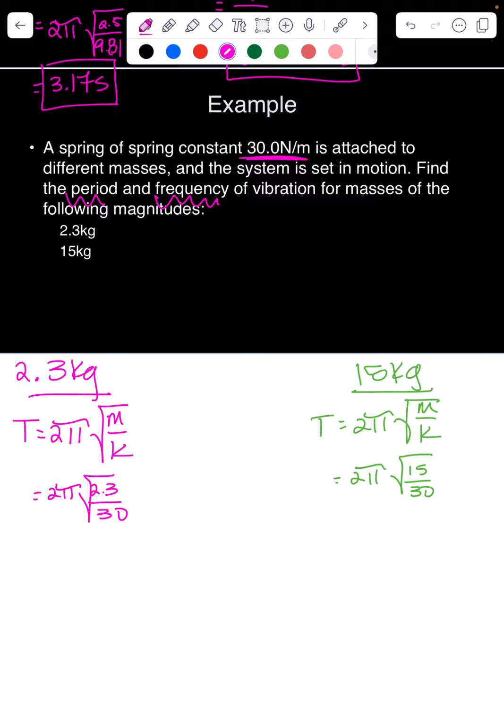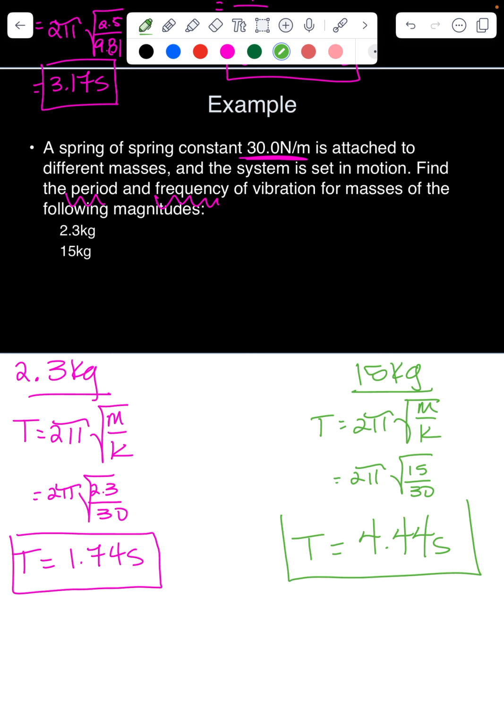For our smaller mass, that gives us a period of 1.74 seconds. That tells us that the smaller mass goes forward and back in 1.74 seconds. The larger mass, whenever we calculate it out, has a period of 4.44 seconds. So the larger mass has a longer period. We see that direct relationship between mass and period here.